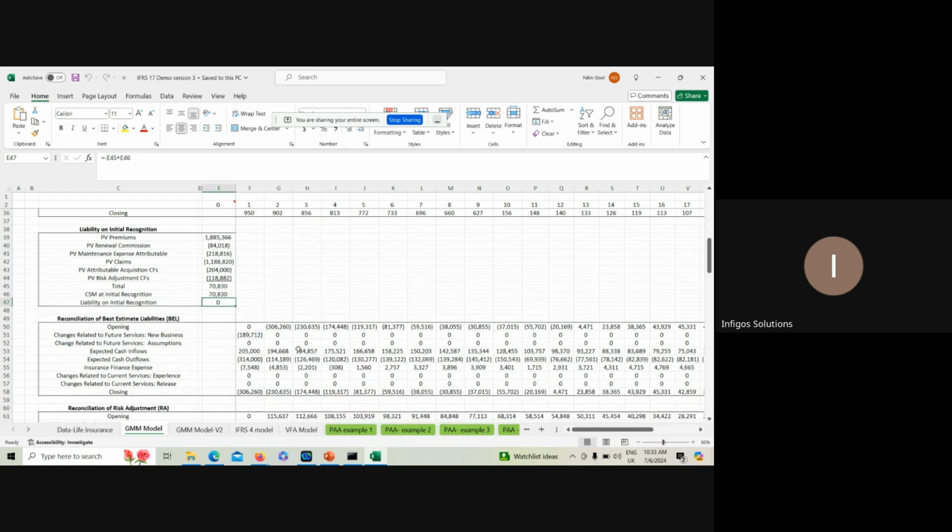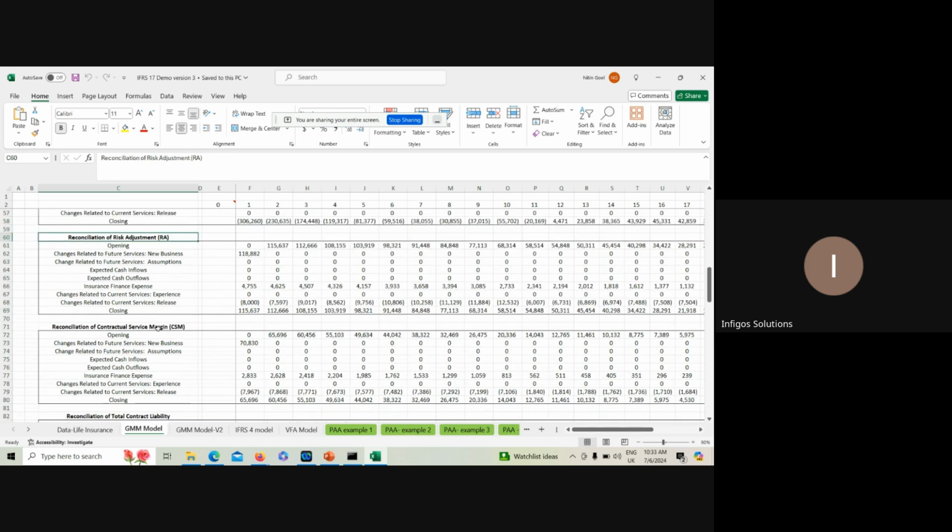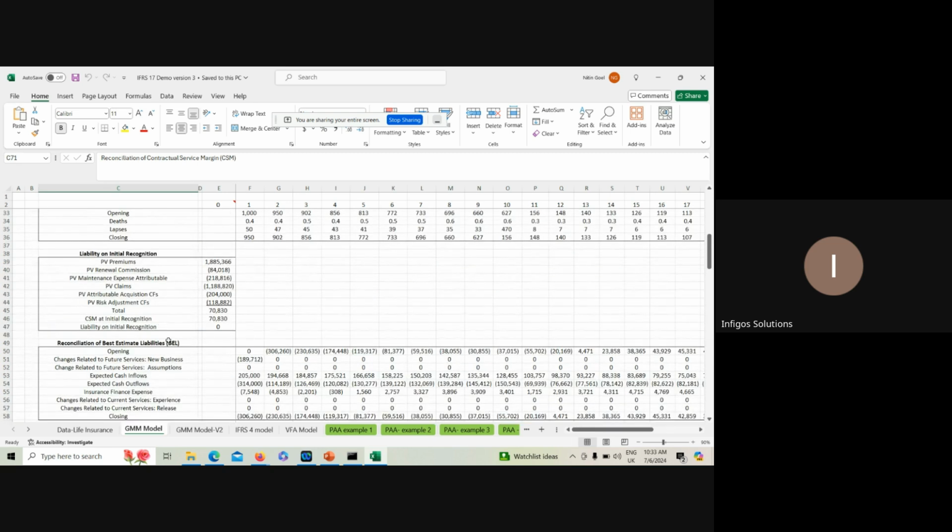So there are 3 tables which you calculate: BEL, risk adjustment, and CSM. In the BEL, we will have the value related to new business, which will basically sum up from here to here. Claims, attributable, commission, premium. All this cash flow will come here as a sum. All these signs are provided by the Actuary Society, and I cannot really comment on why this is positive or why this is negative. Is that okay?